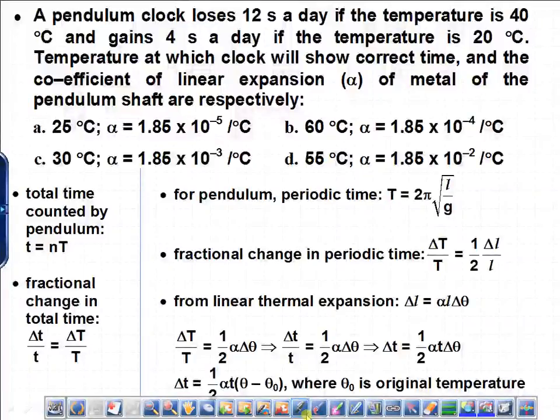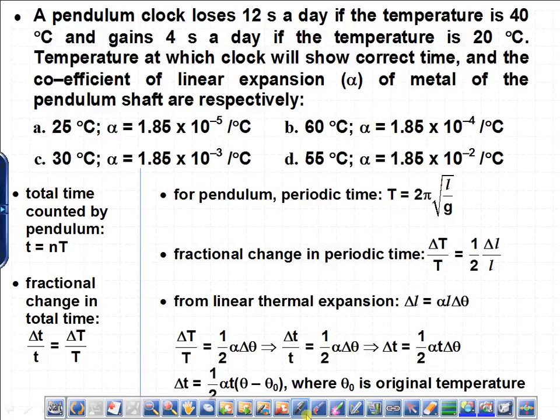A pendulum clock loses 12 seconds a day if the temperature is 40 degrees Celsius and gains 4 seconds a day if the temperature is 20 degrees Celsius. The temperature at which the clock will show correct time and the coefficient of linear expansion of the metal of the pendulum shaft are, respectively, 4 options are given to us for satisfying the need.